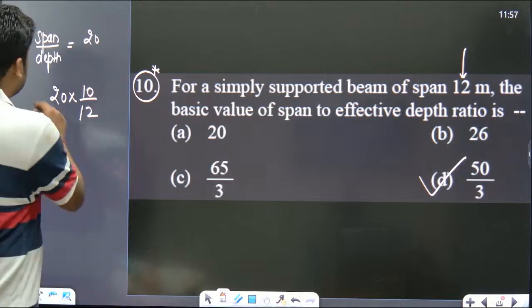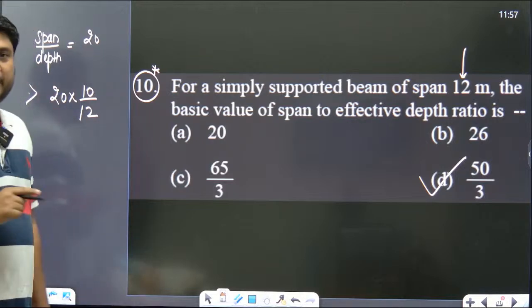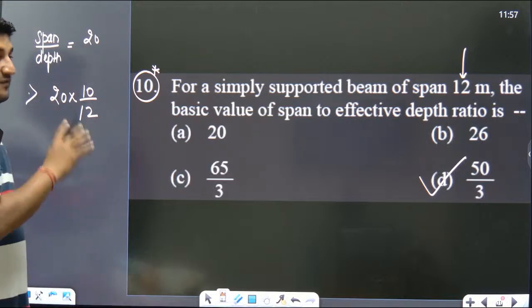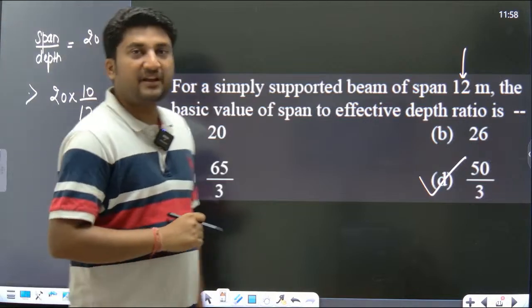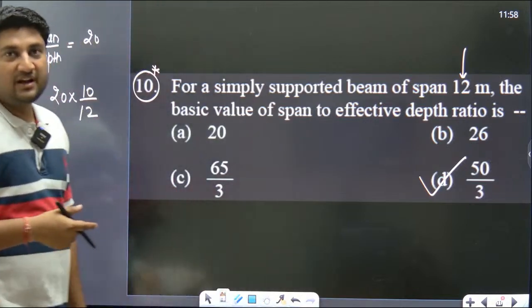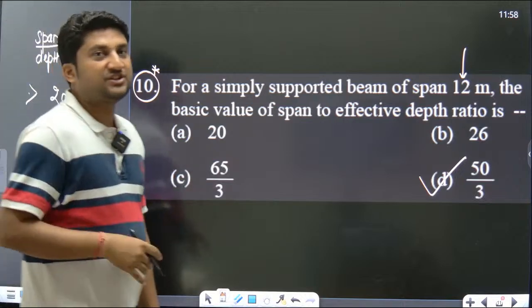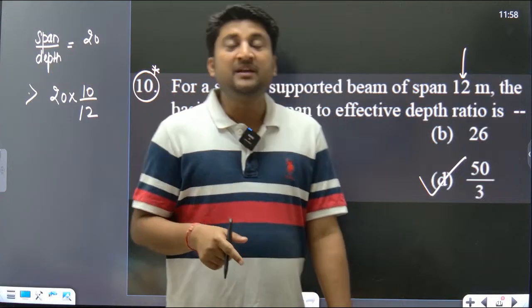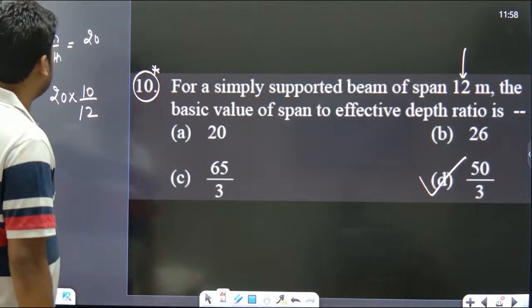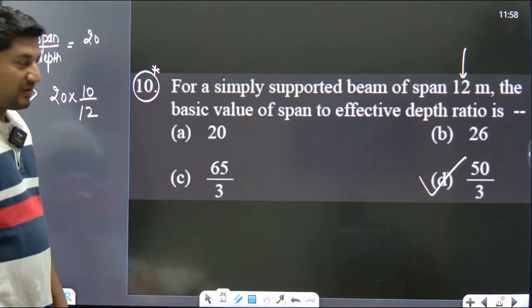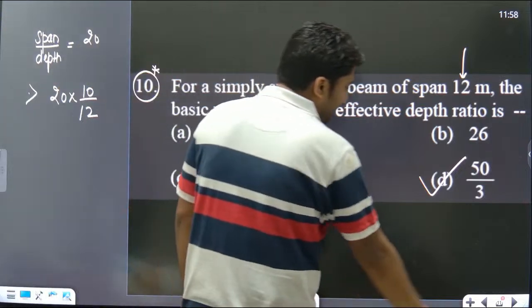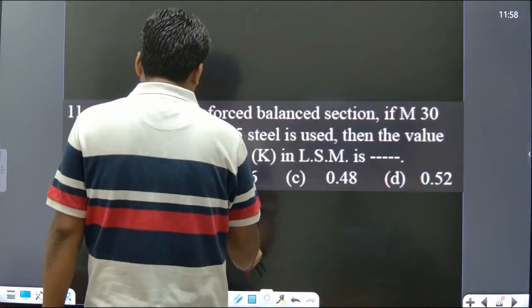So this is a good question. Here 12 you need to put in meter, so 10 upon span, which is in meter. The span is given as 12 meter, so you will consider the beam to be safe in deflection, that the deflection is within permissible limit. The span by depth ratio will be 50 by 3. Understood everyone? Next question.